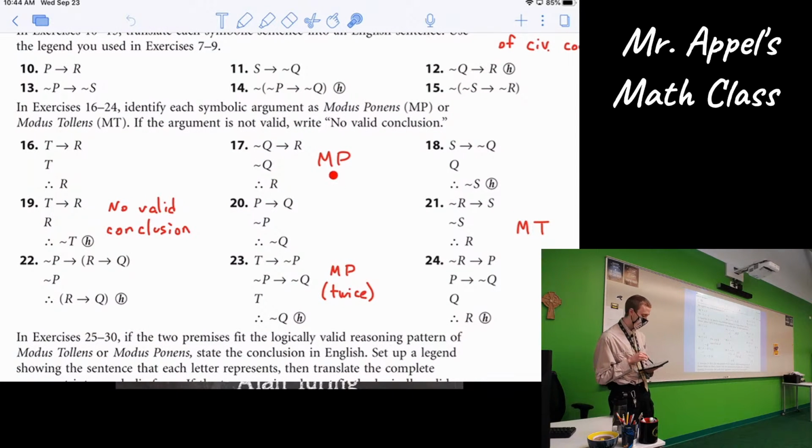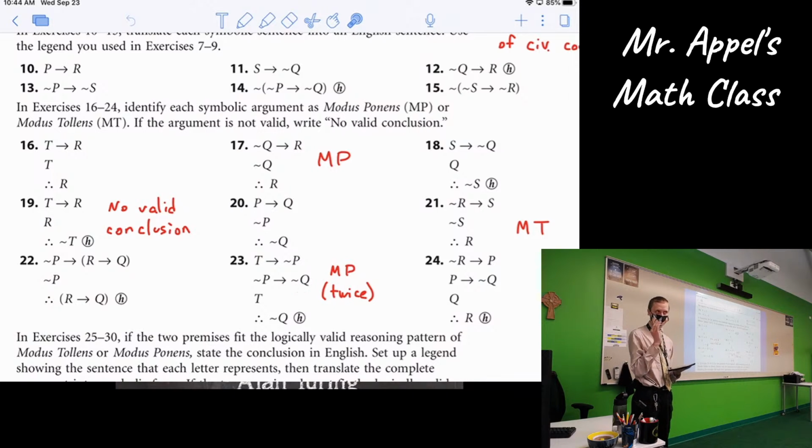17 is modus ponens. 19, there is no valid conclusion there. They gave us the wrong one. You can't start with the conclusion here. You got to either negate it or give me the hypothesis. 21 negates the conclusion. That's modus tollens. And 23 is kind of sneaky, actually.